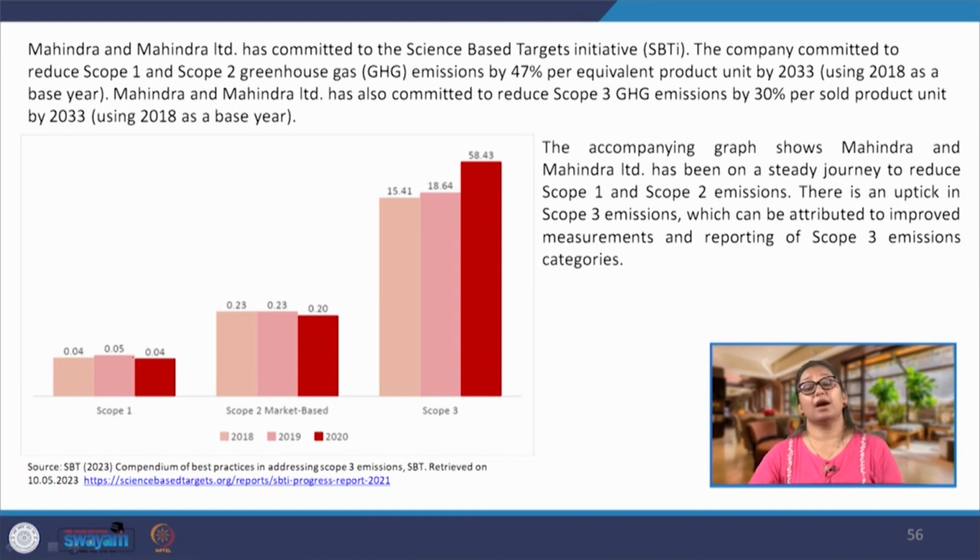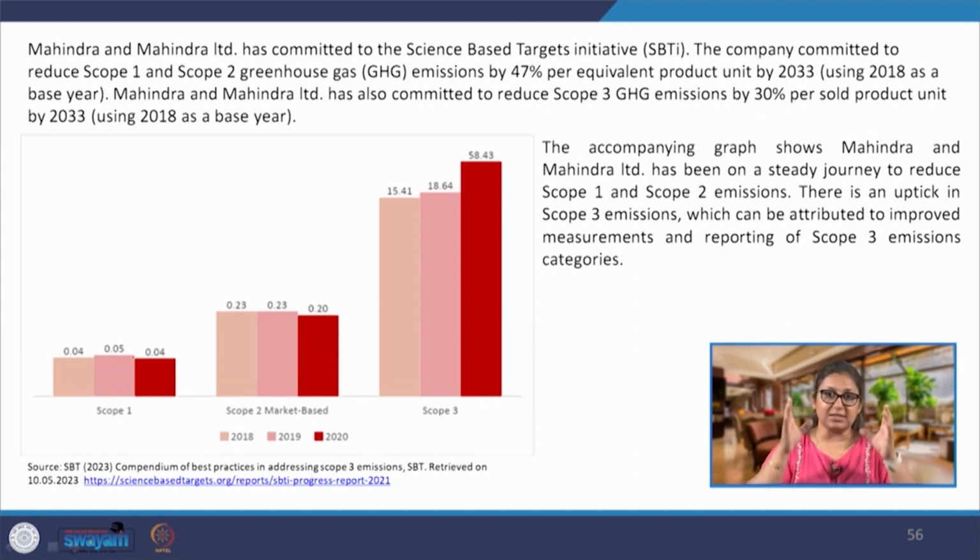For example, I am a developer, I am a real estate company, for example, Mahindra and Mahindra, and I am making a huge office building. Now, during the construction of this office building, the materials that are going in and the emissions that are happening on the site are the direct emissions for this company, the developer company.